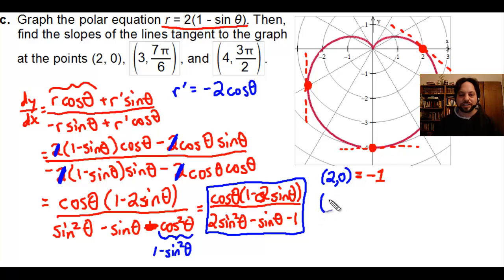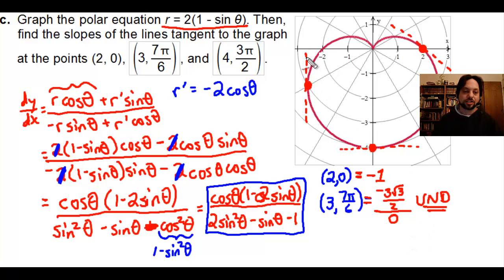So let's go ahead and take a look at our second point. That is 3 comma 7 pi over 6. Again, a little bit of math here, and I'll give you a chance to do that. You have to plug 7 pi over 6 in for everything, and it's pretty hideous. However, when you do this, and if you do this correctly, what you're actually going to end up with is -3 square root of 3 over 2 all over 0. This is actually an undefined slope. And that, certainly, you can tell, it's a straight up and down vertical. So there you go, undefined slope.